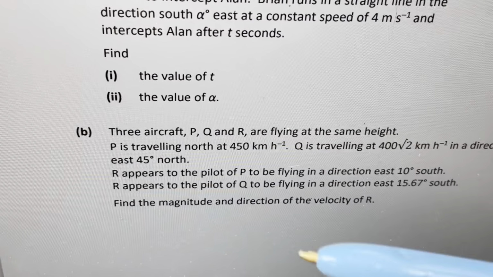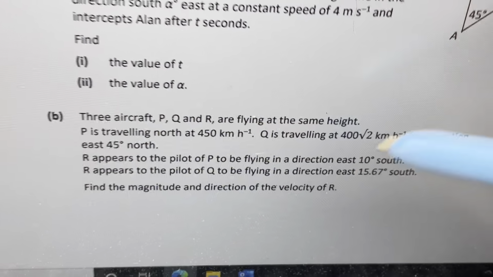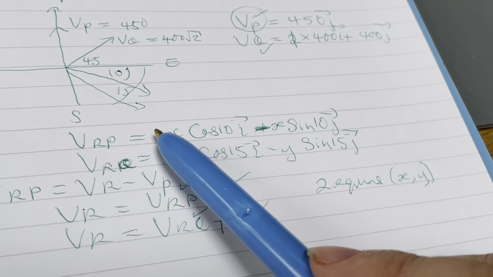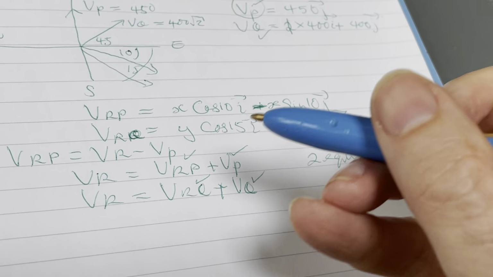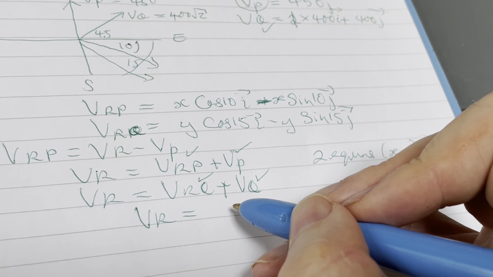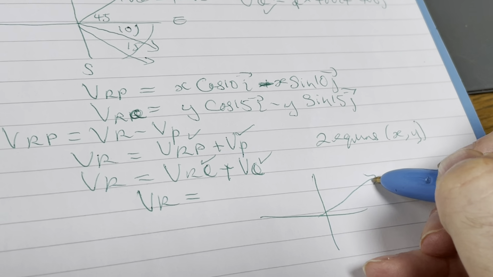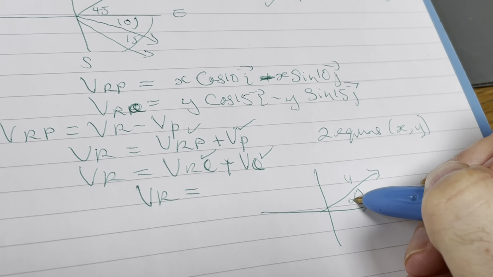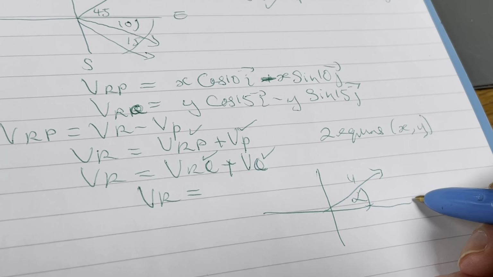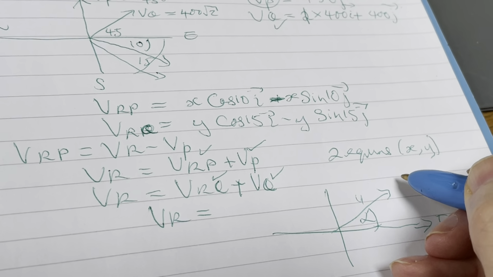It's important to know what you're asked first. You're asked for the magnitude and direction of VR, so you just need X. You just need to pop one of them in here for VR, and get the magnitude and direction. That's your magnitude, and then that's the direction, and give it in the format that they've given you. So say it would be east alpha degrees north.